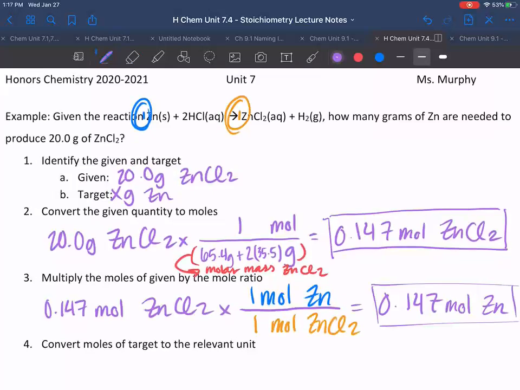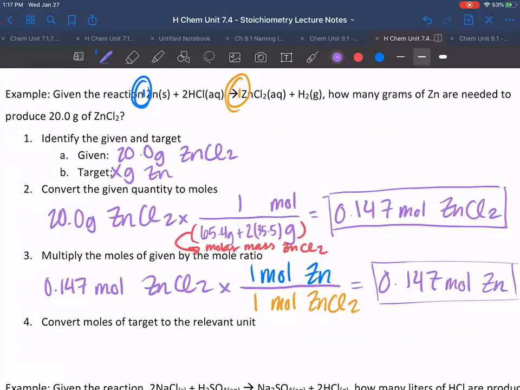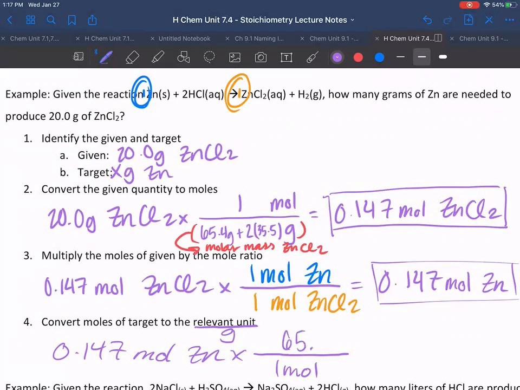And then lastly, we have to figure out moles to the relevant unit. What's our relevant unit here? Grams. So we're converting to grams. So if we have 0.147 moles of zinc, what's going to be our ratio to the right? On the top? Wait, no, on the bottom. Sorry. And yes, we talked about it already. 65.4 is the molar mass of zinc. And you guys will get 9.61 grams of zinc.